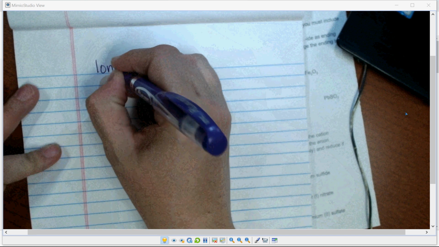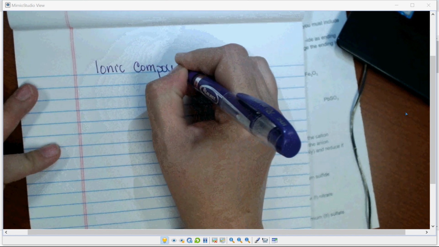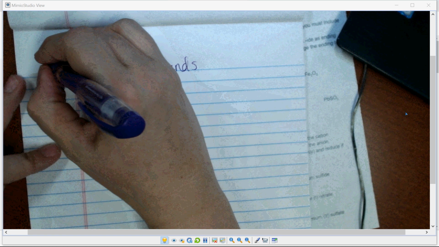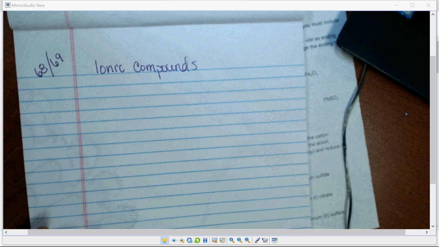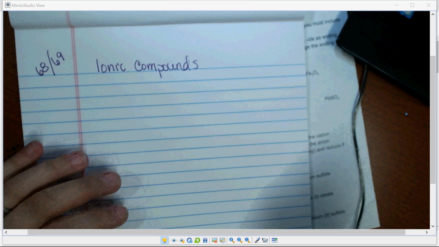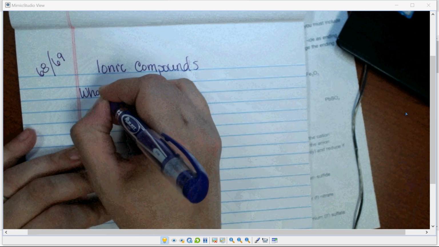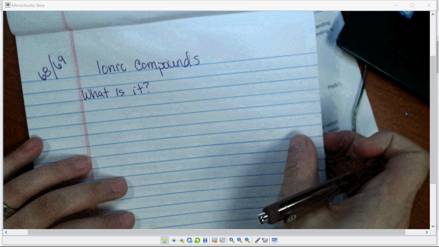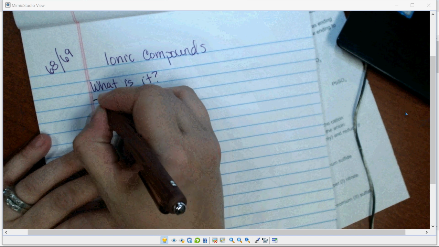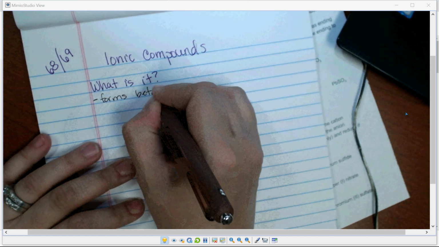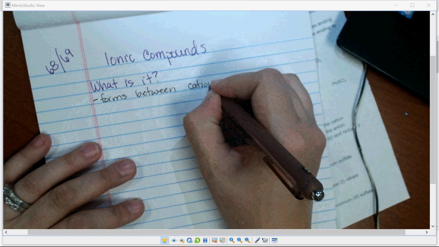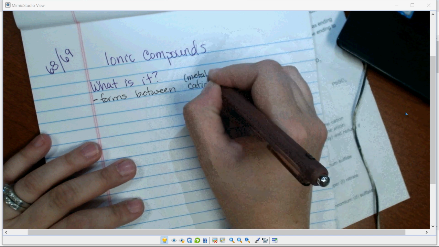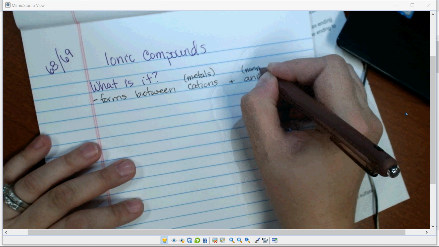Okay, so in our journal, we need to define, and I have this on page 69, or I realized I skipped a number, so you might have this on page 68. We need to define what is an ionic compound. An ionic compound, unlike a covalent compound, forms between cations and anions. And traditionally, cations are metals and anions are non-metals.